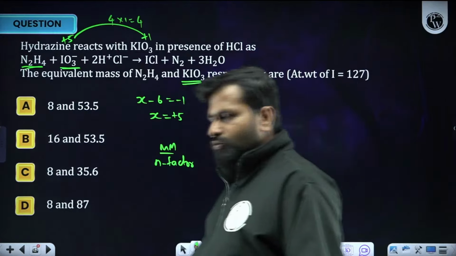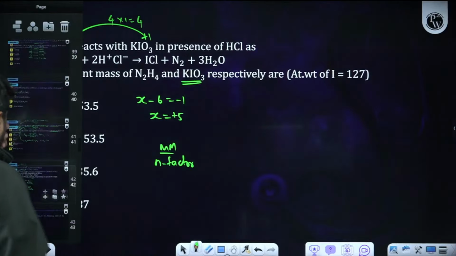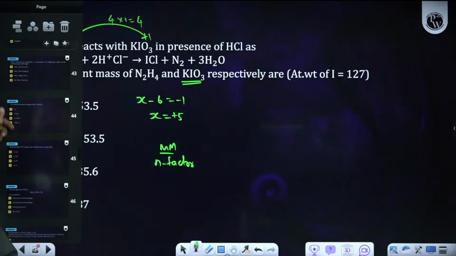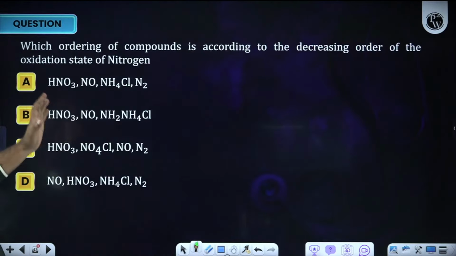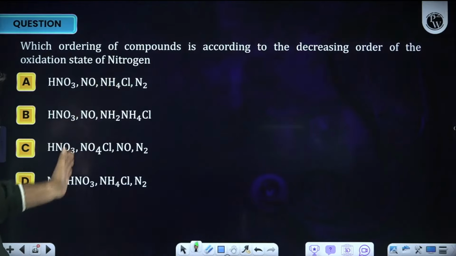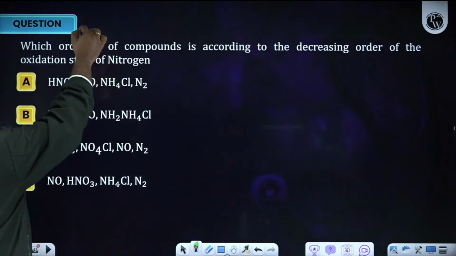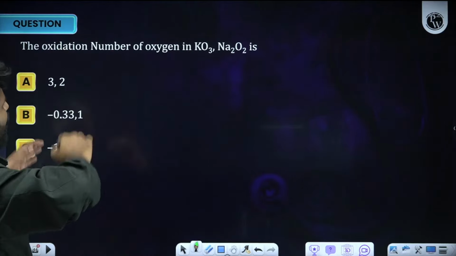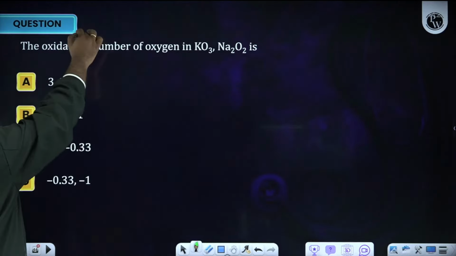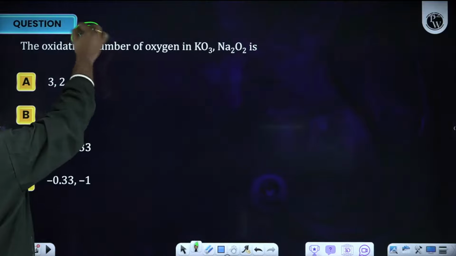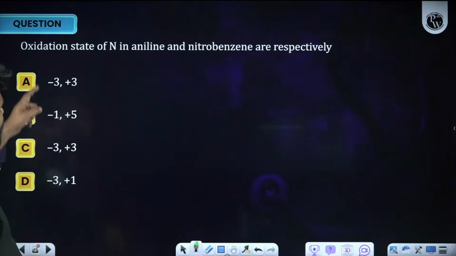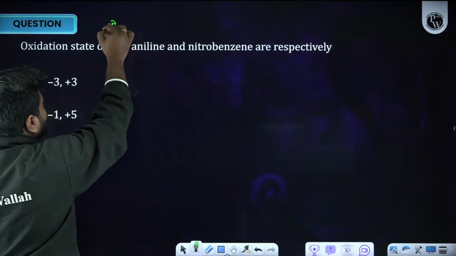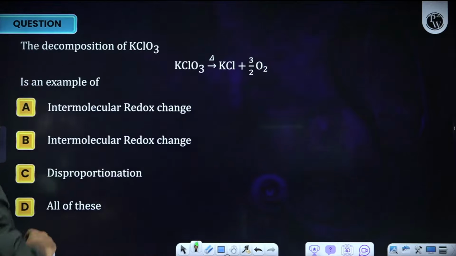Alright, let me move into organic chemistry. Still some questions are there, but they will be basic questions, my dear students. Arrange in the decreasing order of oxidation state of nitrogen. Basic oxidation state calculation you guys can do. Oxidation number of oxygen in these compounds, these are all very important questions. Take it as homework and try to solve. Oxidation state of nitrogen in aniline and nitrobenzene is also a very important question.